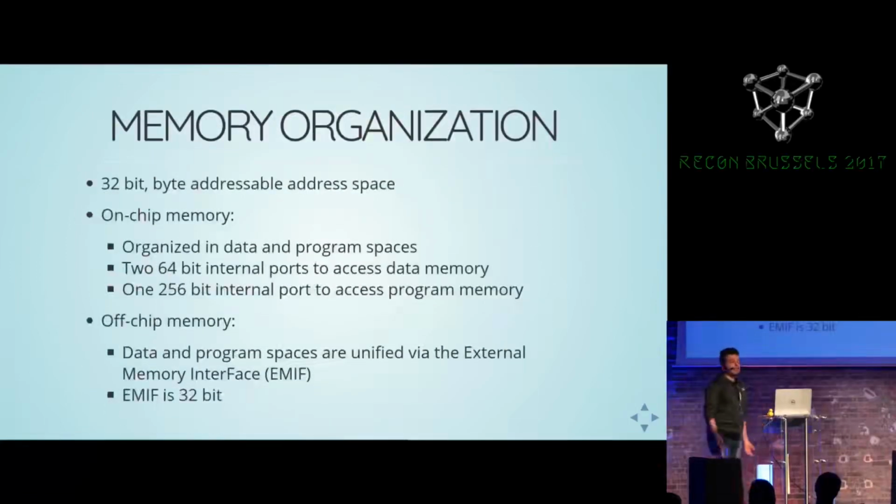Let's see the memory organization. We have a 32-bit byte addressable address space. It can be used in 2 configurations, either on-chip memory or off-chip memory. If you use on-chip memory, you have 2 separate spaces, the data space and the program space. If you use off-chip memory, then these are unified via the external memory interface.